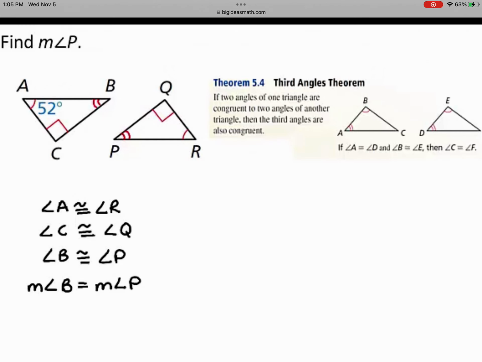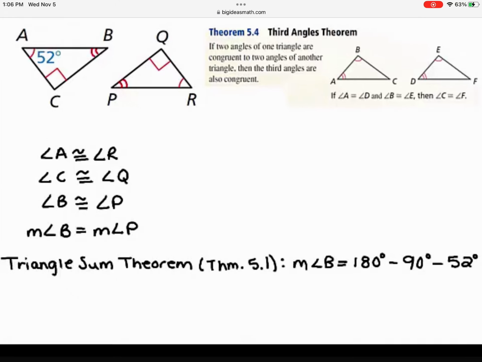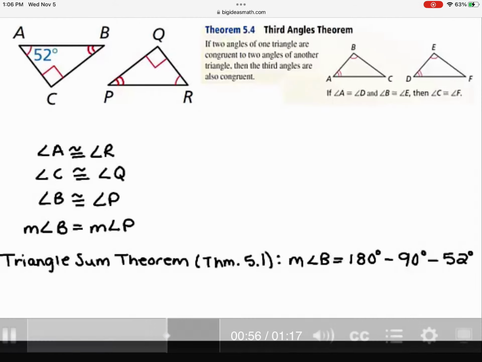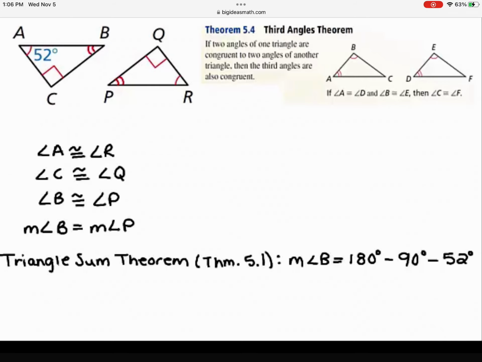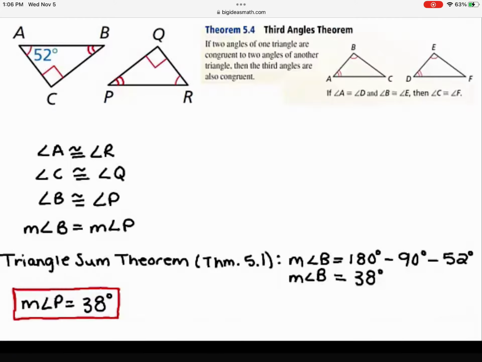To find the measure of angle B, you can use the triangle sum theorem. By the triangle sum theorem, the measure of angle B is equal to 180 degrees minus 90 degrees minus 52 degrees. When you simplify, 180 degrees minus 90 degrees minus 52 degrees gives you 38 degrees. So, the measure of angle B is 38 degrees. Therefore, the measure of angle P is 38 degrees as well.